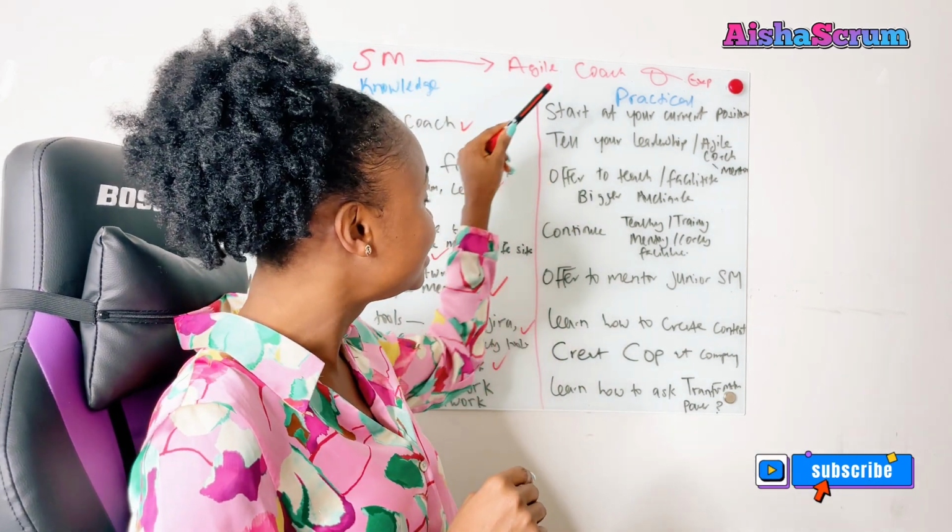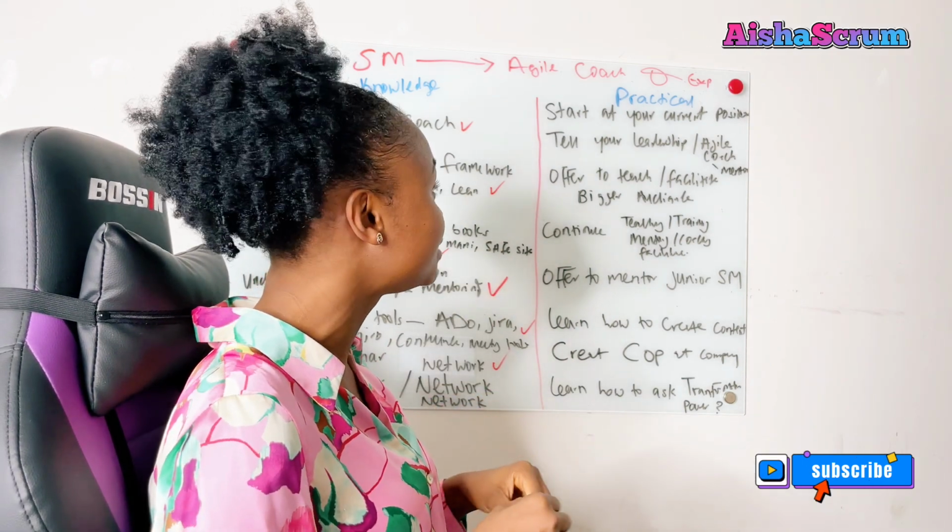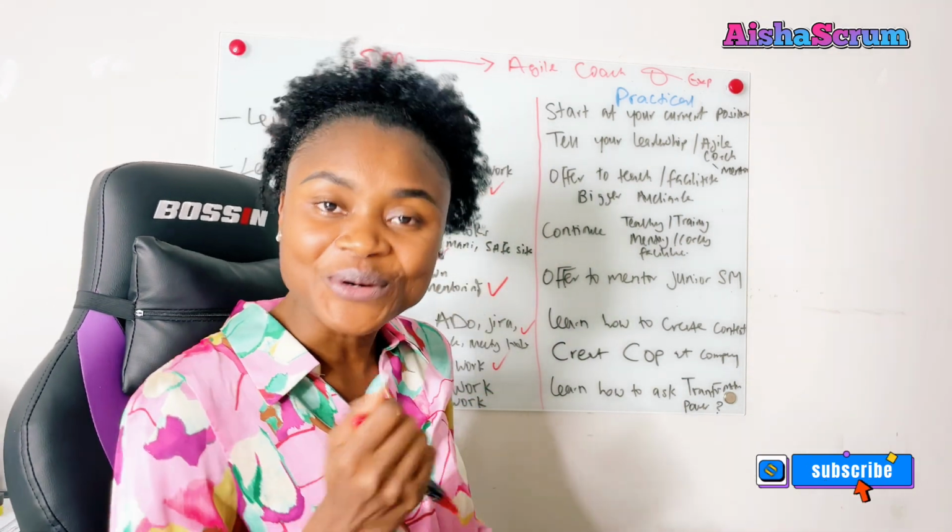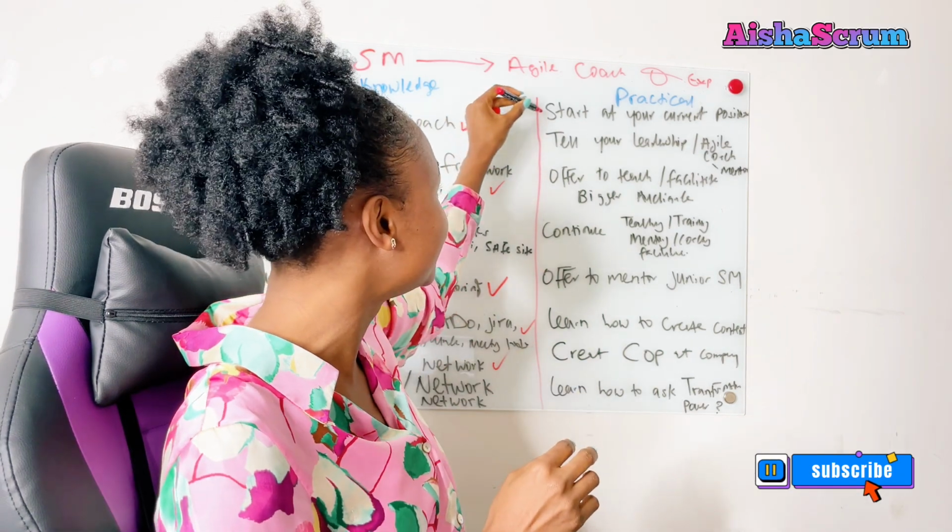So I have this listed out here. The first one I'm going to discuss is start at your current job. So these are the practical things you could do.